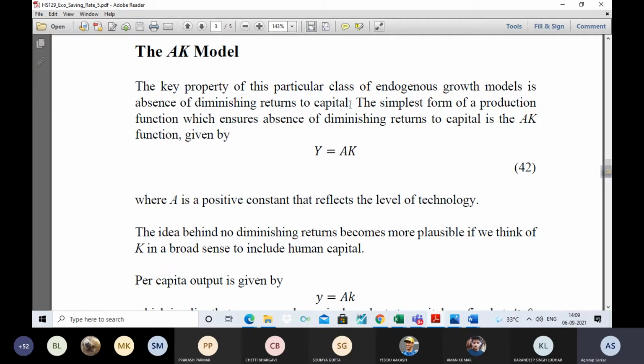If there is no external factor, no external shock that is in action, in absence of such external factors, would we still manage to get positive growth in the long run? That is the question. So one way of ensuring that is completely getting rid of the diminishing returns to capital property, right?